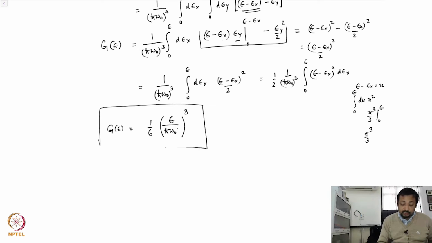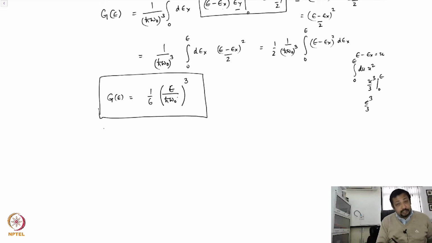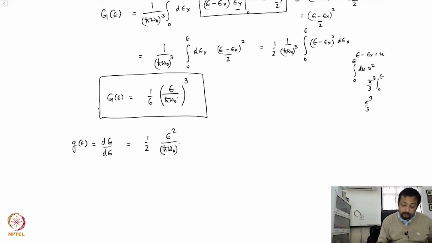So this has a very nice expression. The density of states, small g of epsilon, which is of primary importance to us, is dG d epsilon, which is going to be half epsilon square divided by h bar omega naught whole cube.